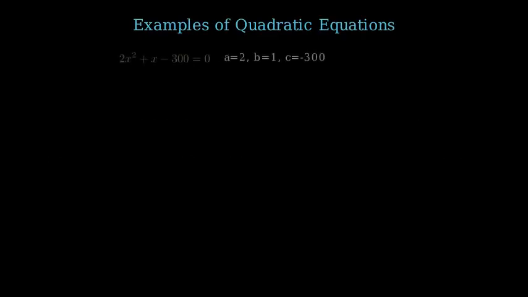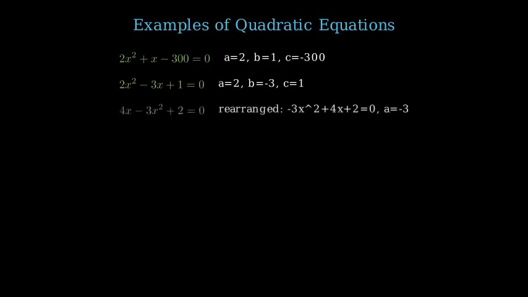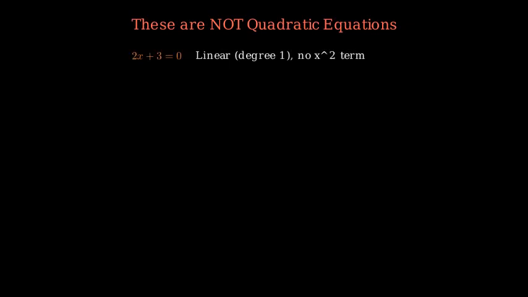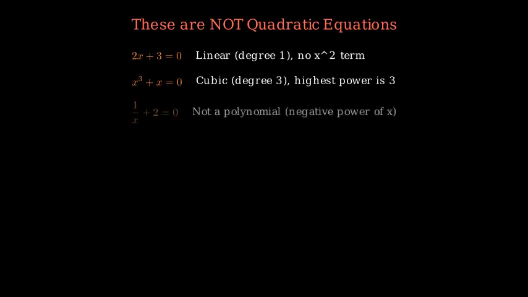not a quadratic one. Examples of quadratic equations include 2x squared plus x minus 300 equals 0, where a equals 2, b equals 1, c equals negative 300, and 2x squared minus 3x plus 1 equals 0, where a equals 2, b equals negative 3, c equals 1. Equations that are not quadratic include 2x plus 3 equals 0, that is linear, x cubed plus x equals 0, that is cubic, and 1 over x plus 2 equals 0, that is not a polynomial.